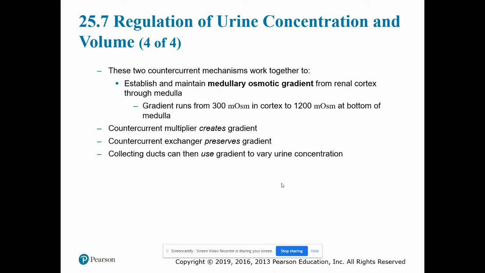These 2 countercurrent mechanisms are going to work together to establish and maintain a medullary osmotic gradient from the cortex through the medulla. The gradient is going to start at 300 milliosmoles in the cortex, and it's going to go all the way up to 1200 milliosmoles at the bottom of the medulla. The countercurrent multiplier, which remember involves the nephron loop, is going to create the gradient, and the countercurrent exchanger, which is going to involve the vasa recta, is going to preserve the gradient. The collecting ducts can then use the gradient to vary urine concentration.